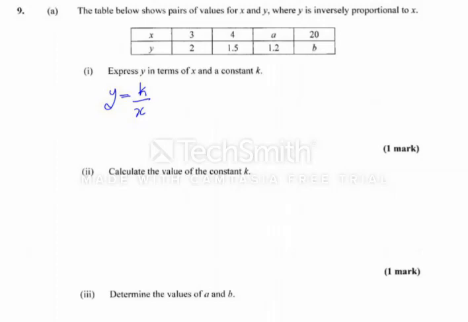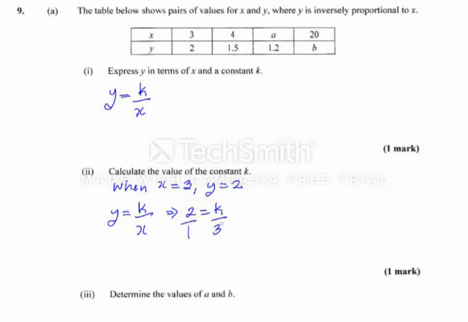II asks us to calculate the value of k. To calculate the value of k, we need corresponding values of x and y. So, for example, when x is equal to 3, y is equal to 2. We got that from the table, so we're going to put that in the equation. And the equation is y is equal to k over x. Therefore, y, which is 2, is equal to k over x, which is 3.